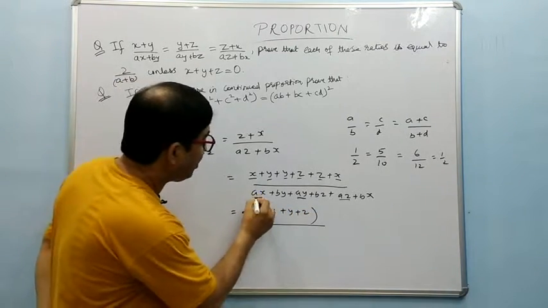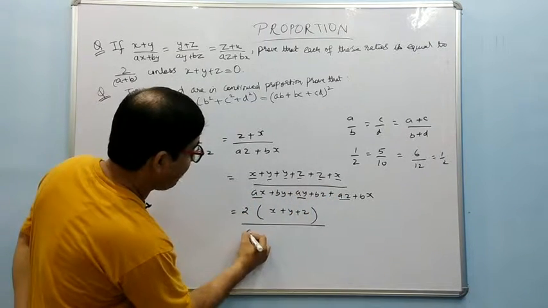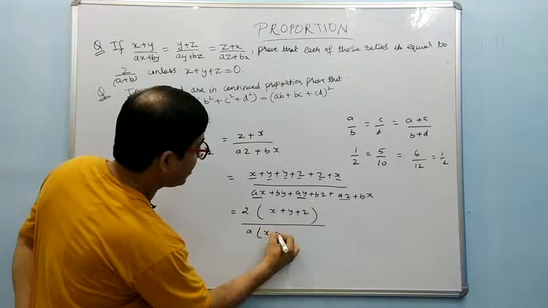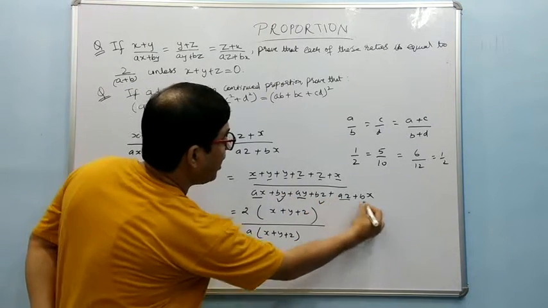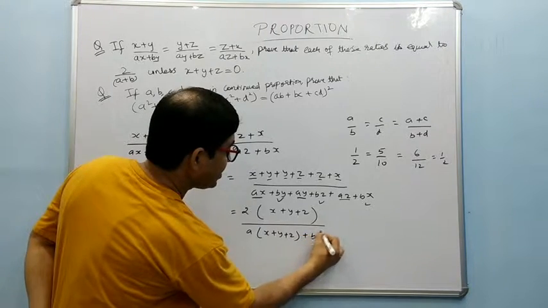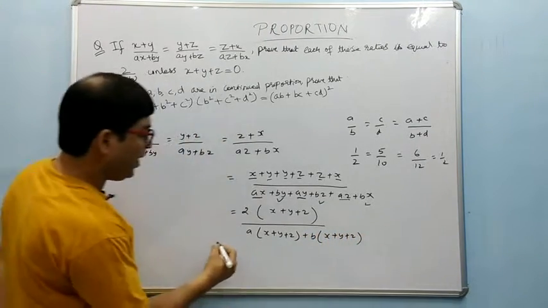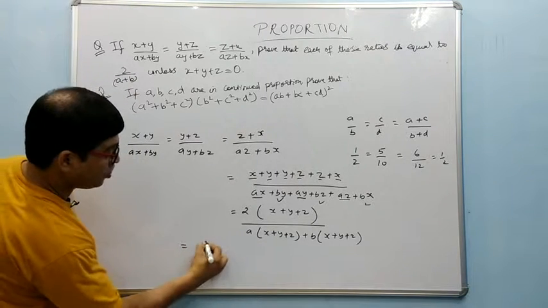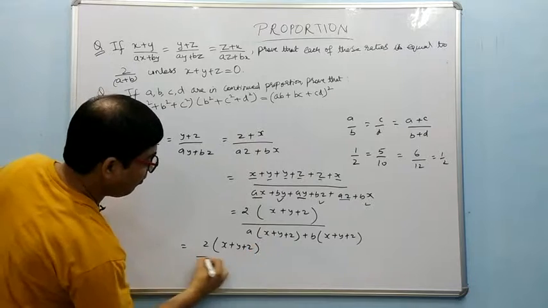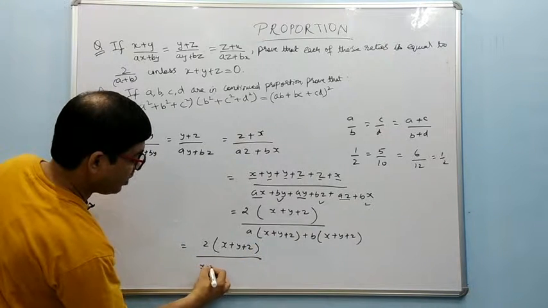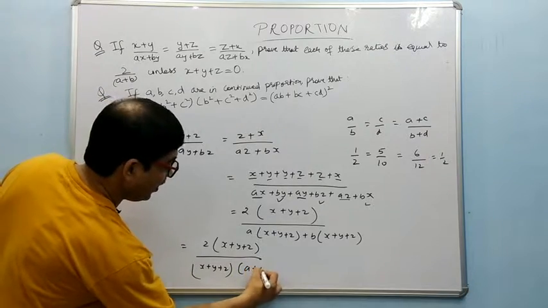Now see, if I am taking a common from this and this, it is coming out to be a(x + y + z), and b from here, here and here, it is giving us b(x + y + z). So we can just write this thing as 2 divided by (x + y + z) divided by (x + y + z)(a + b).